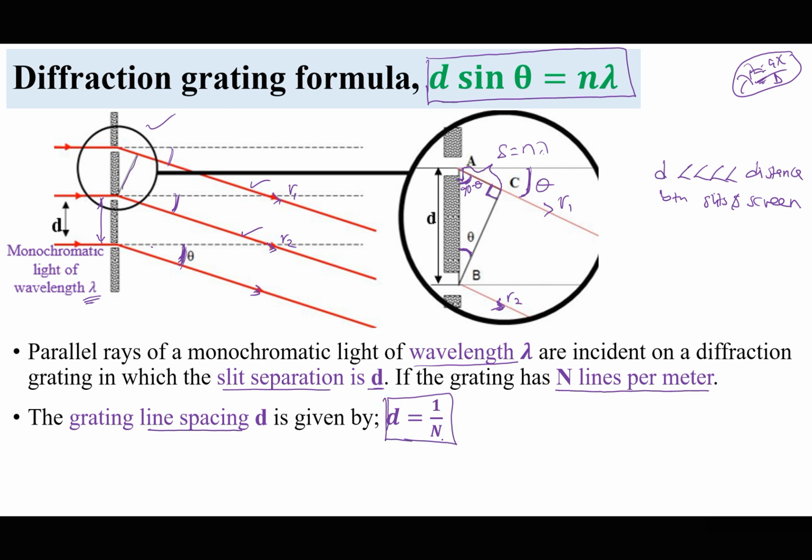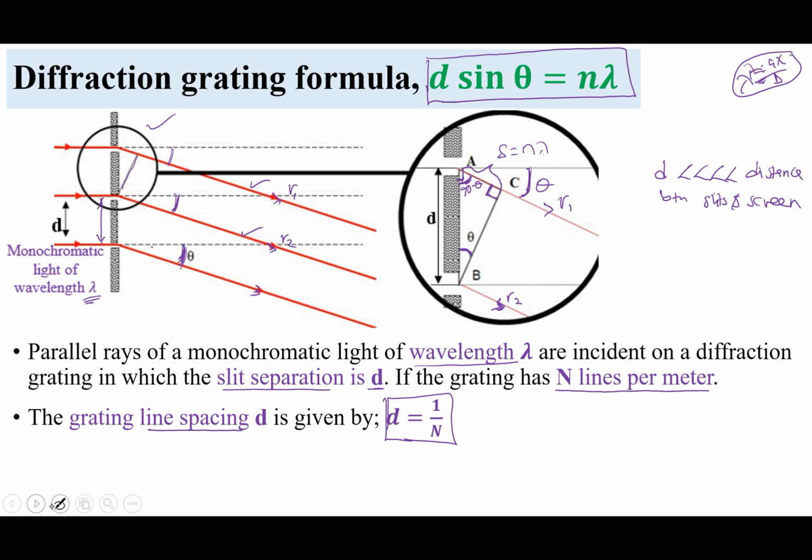So instead of measuring the distance between two slits, which is going to be very hard because it is very small and will give a large percentage uncertainty, we would simply divide 1 by the number of lines on the plate. For example, we have n lines in 1 meter, so we just say 1 divided by the number of lines in 1 meter to get the distance between two successive slits.